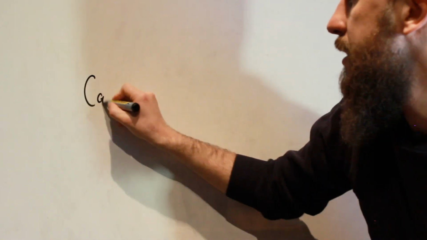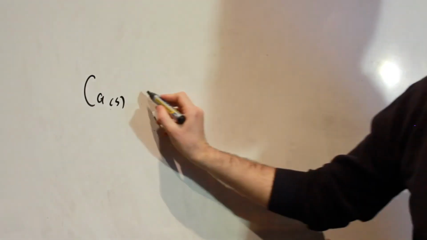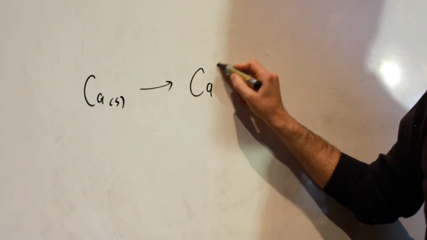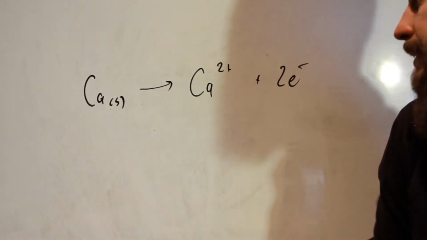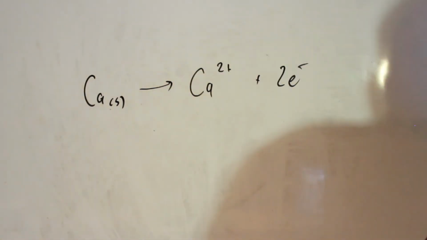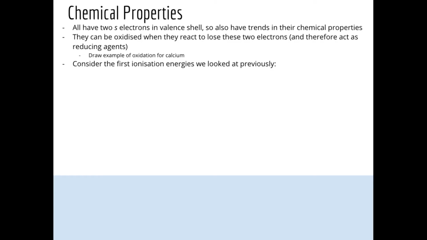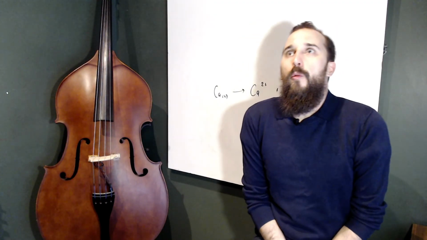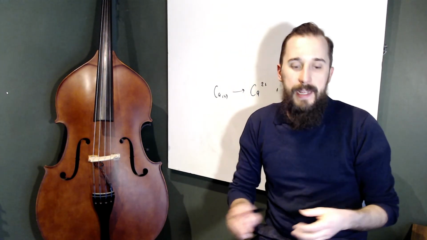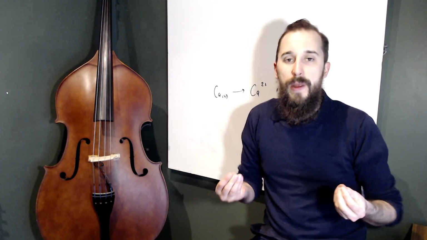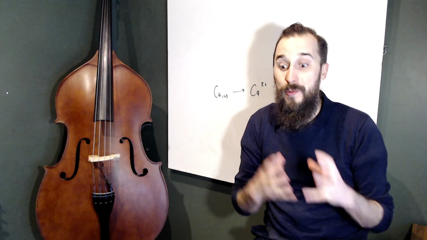Let's say we got a calcium solid that can lose those 2 electrons to form the Ca2+ ion and the 2 electrons like that. If they are able to be oxidized, it means that they are good reducing agents. If we think back to our electrochem topic, if we have a redox reaction, something needs to be reduced and something needs to be oxidized simultaneously. Redox can't happen, one can't happen without the other.